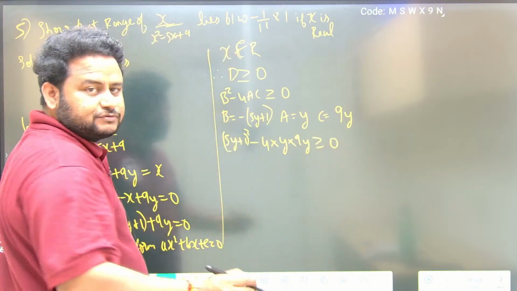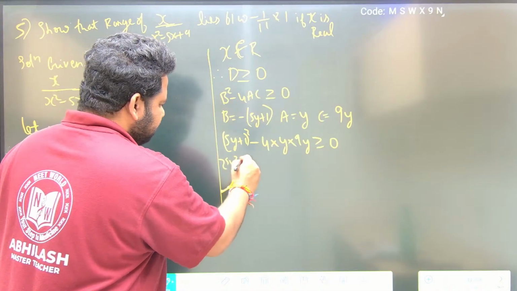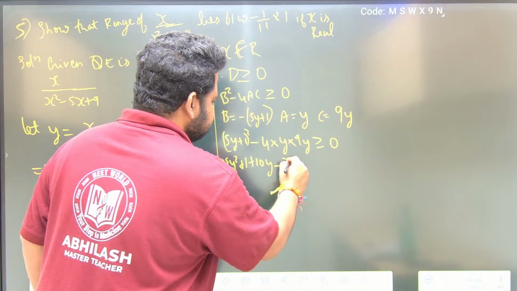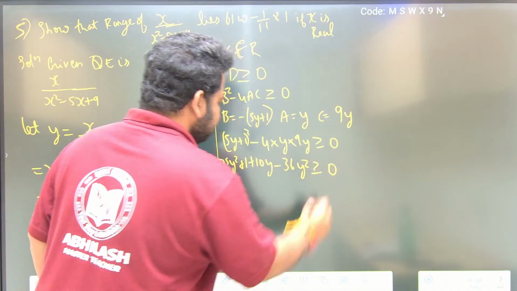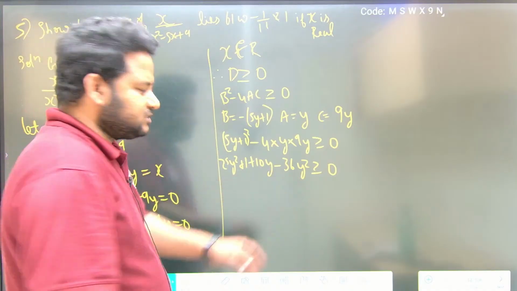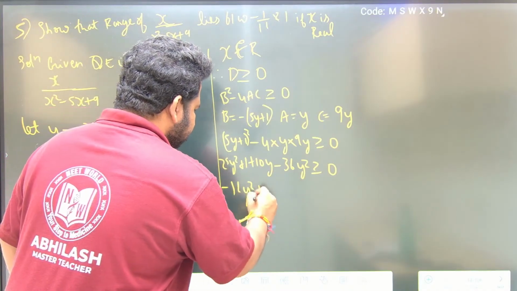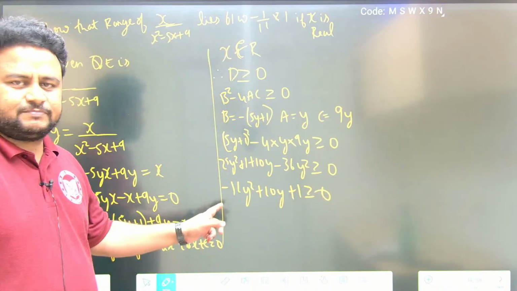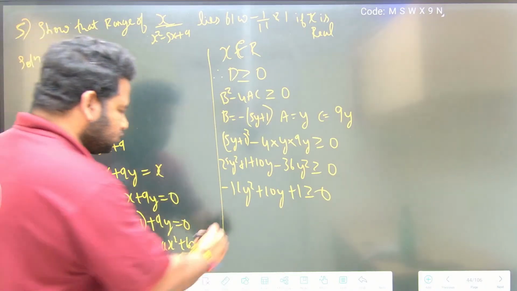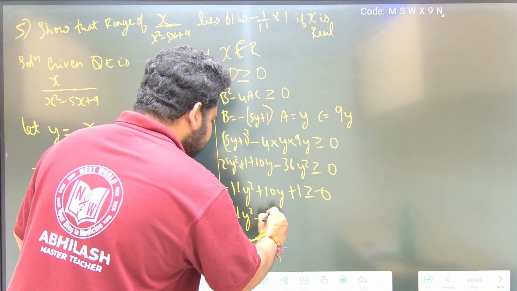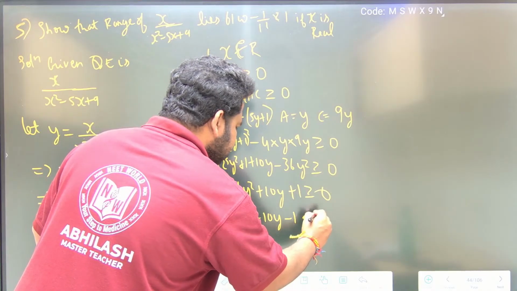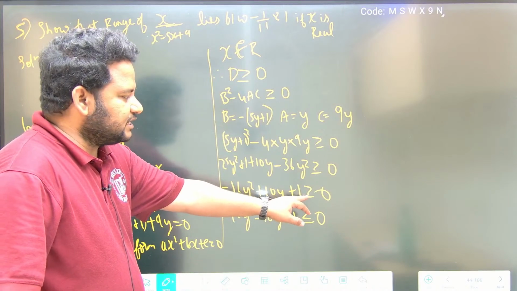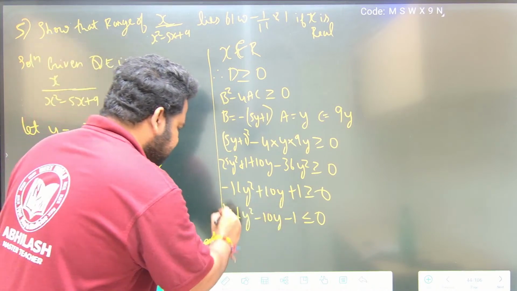So 5y plus 1 whole square is 25y square plus 1 plus 2 into 5 is 10y, minus 4 into 9 is 36y square, greater than or equal to 0. Now 25y square minus 36y square is minus 11y square, plus 10y plus 1 is greater than or equal to 0. I don't like this minus, I want to make it plus, so I will multiply with minus. This will become 11y square minus 10y minus 1 is less than or equal to 0. Once I change minus to plus, I should change the inequality also: greater than or equal to 0 becomes less than or equal to 0. This is our key step. You have to remember this.